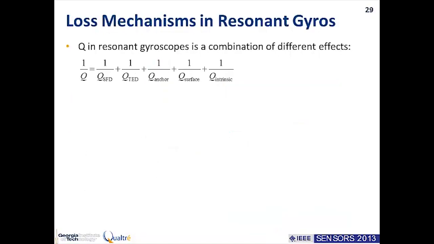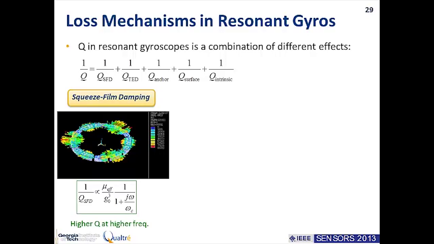So since Q plays such an important role in mode match gyroscopes, it's always important to understand where the sources of loss in a resonating structure come from. As we know, the overall Q of a structure is a combination of different loss mechanisms. So this first term, this QSFD, is mostly squeeze film damping. So it's basically the energy loss due to the interaction of the resonating device with the molecules in between the resonator and a capacitive gap.